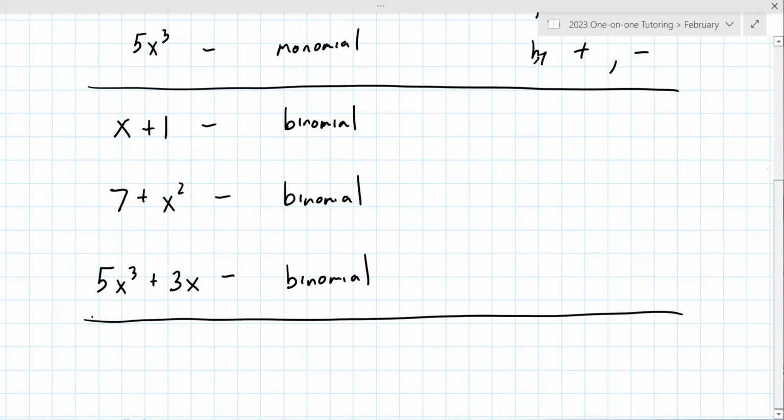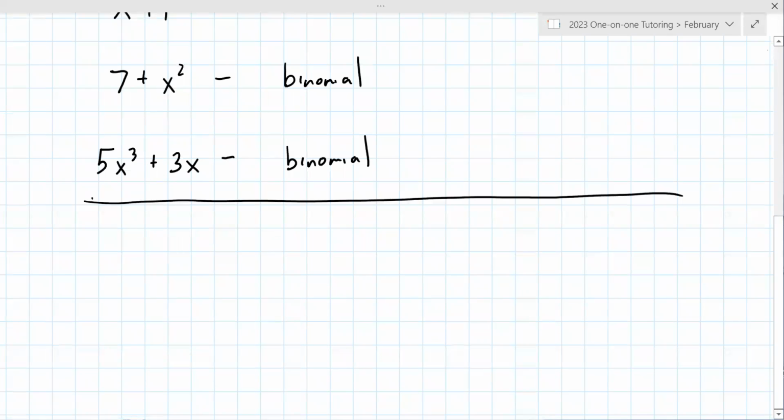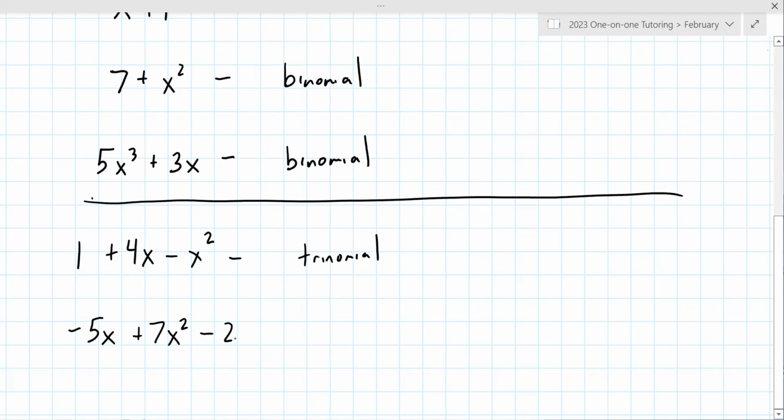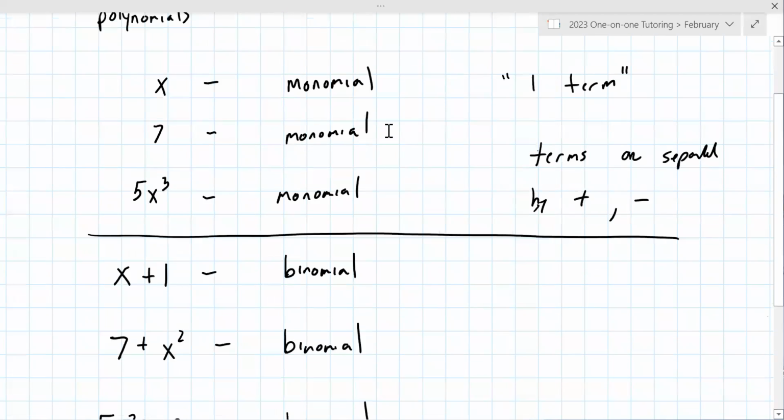Now, what do you think a trinomial is? It would just be three terms. Yeah, three terms. So it could be like 1 plus 4x minus x squared. That's a trinomial. Could be negative 5x plus 7x squared minus 2. That's a trinomial. Now these all fall under the grouping of polynomial. They're all polynomials, but these are the more specific names.